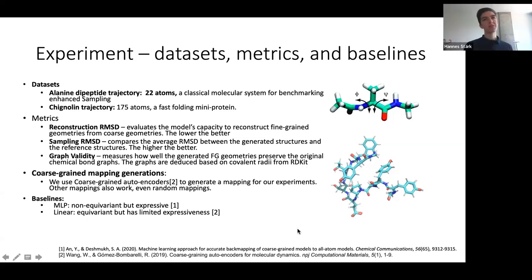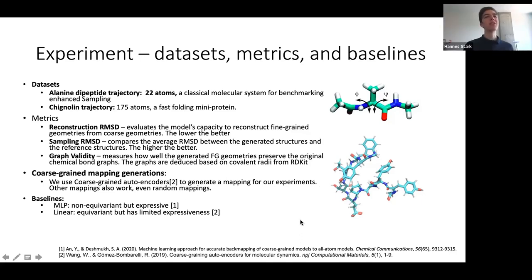Okay. So for the reconstruction, yeah. As the last measure, you also look at how many of the bonds are as in the original graph if we take some radius cutoffs to create the bonds. Yes, right? Essentially, yeah.